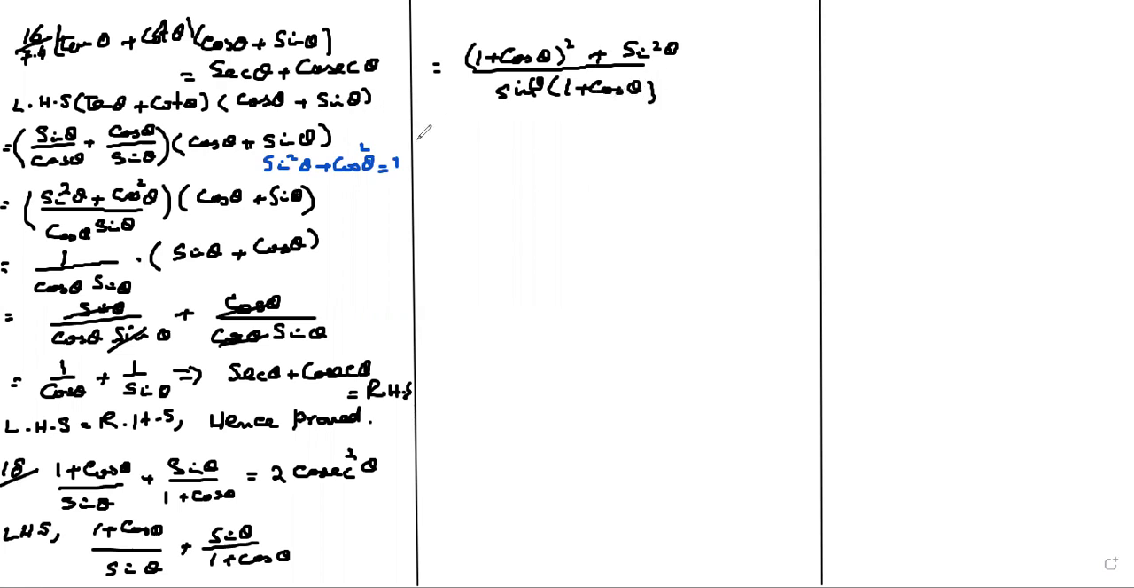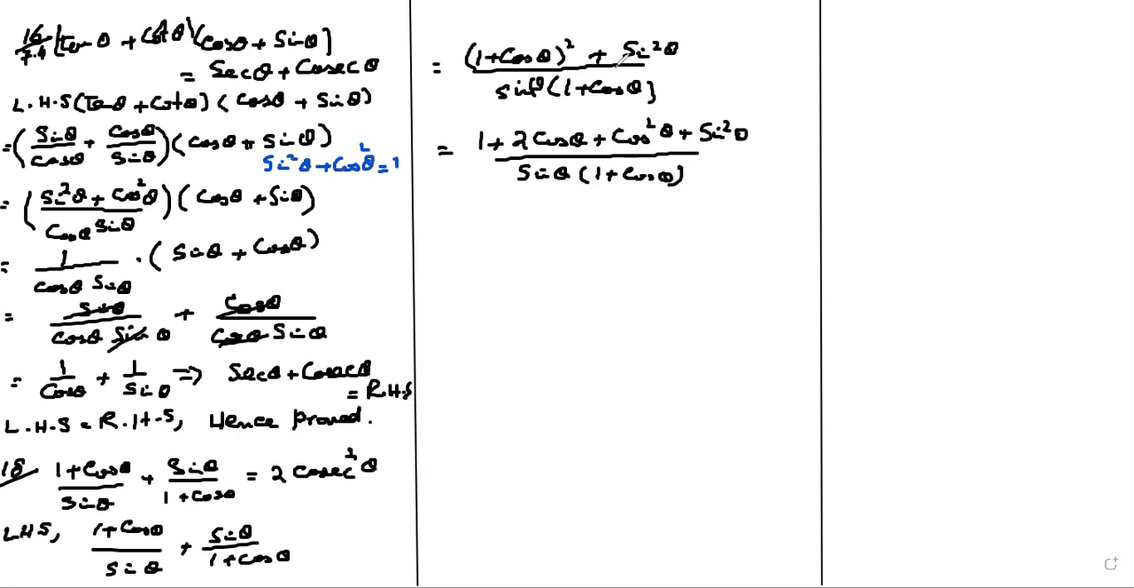Right, so using the formula (a plus b) square equals a square plus 2ab plus b square, 1 plus 2 cosine theta plus cosine square theta, and plus sine square theta as it is, divided by sine theta times 1 plus cosine theta.